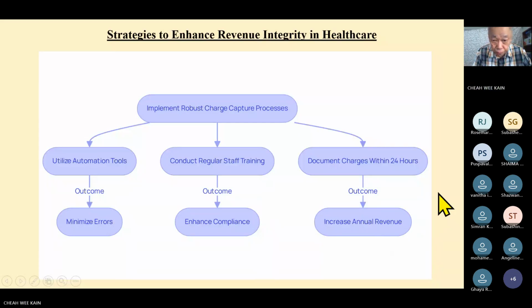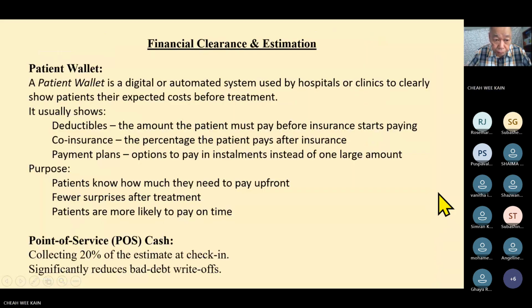Deductible: must pay before insurance starts paying. Co-insurance: patient pays after insurance. Payment plan: option to pay in installments instead of one large amount. There are many ways of doing it, so depending on the hospital, I cannot say.